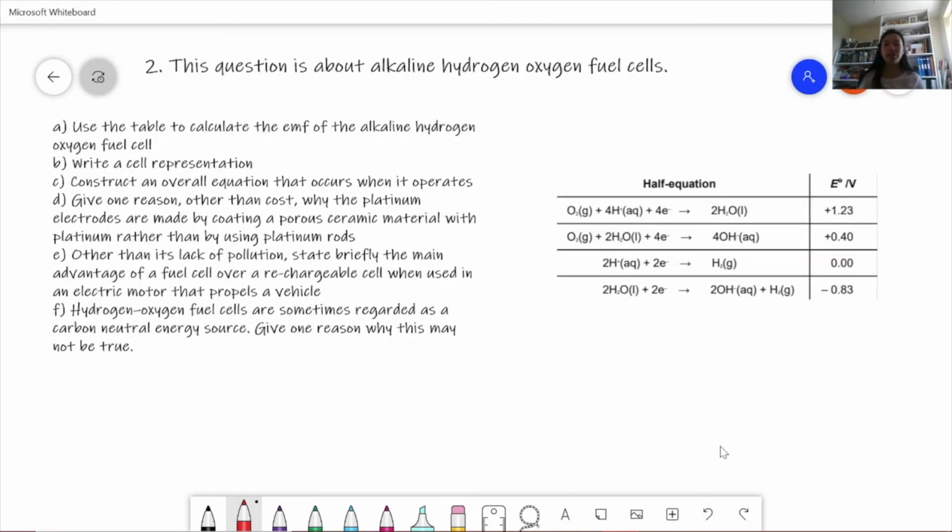Before I move on to question 2, feel free to click off the video and try it for yourself first. So this question is about the alkaline hydrogen oxygen fuel cells. And so for A, use the table to calculate the EMF of the alkaline hydrogen oxygen fuel cell.